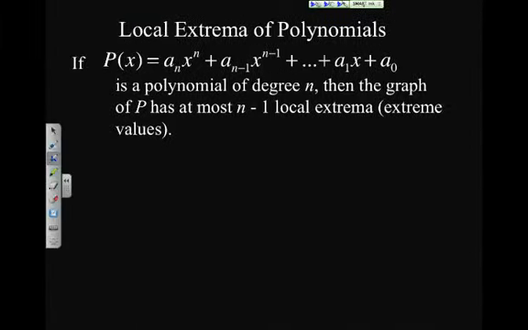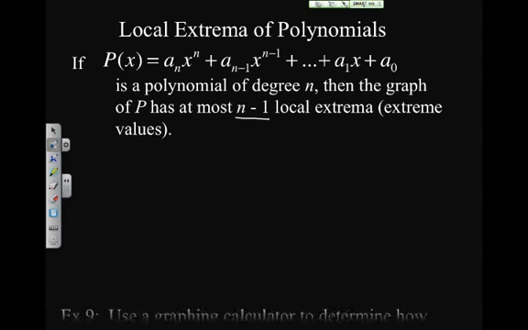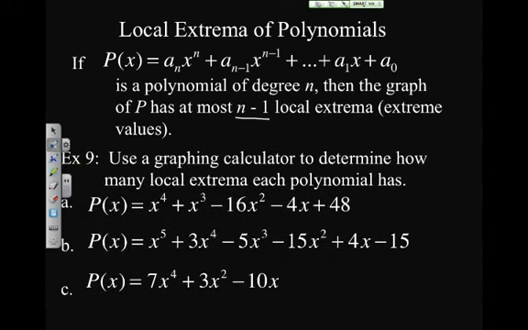So finally we get to local extrema of polynomials, and we're looking at this general form of a polynomial again. And this is a polynomial of degree n. The graph of p has at most n minus 1 local extrema, or extreme values. So for instance, if your degree was 5, it could have at most 5 minus 1, or 4 extreme values. I'm going to take a look at this using the graphing calculator, and then we'll come back afterwards.